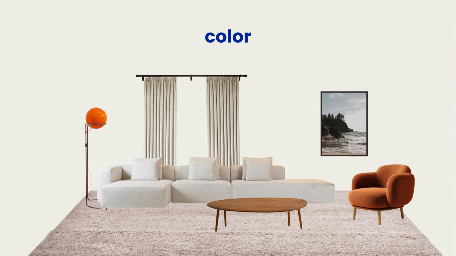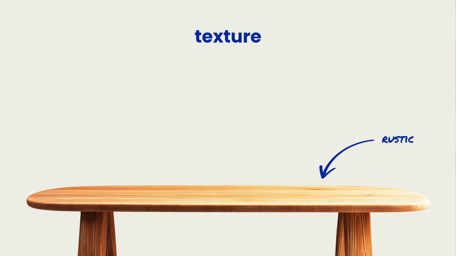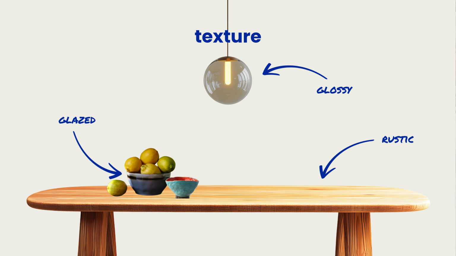Texture also adds visual weight, so rough, matte, or natural textures will absorb light and feel much more substantial, while smooth, shiny, or reflective surfaces bounce light and appear lighter. For example, a rustic wooden table has more visual weight than a glass one, so if styled with a glossy pendant lamp or with a glazed ceramic fruit bowl, you can bring the space back to equilibrium.